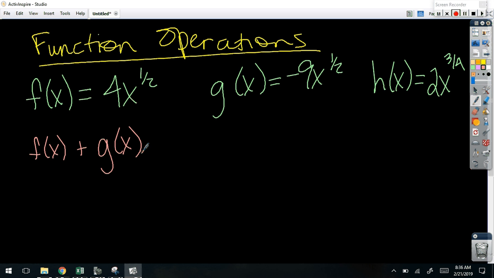So you look at the functions that were defined and we say, okay, well, f of x is this, right? And to that I want to add g of x. So can I add those together? Yeah. Why? They're like terms, right? So this becomes negative 5x to the 1/2.